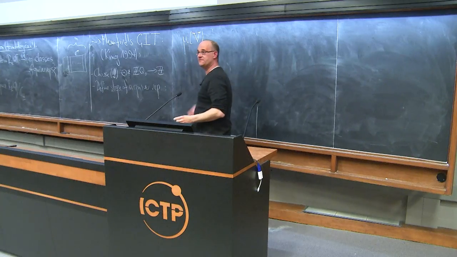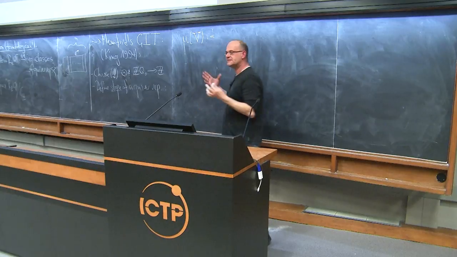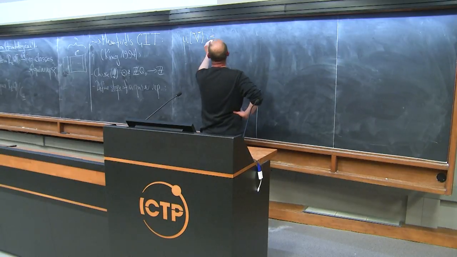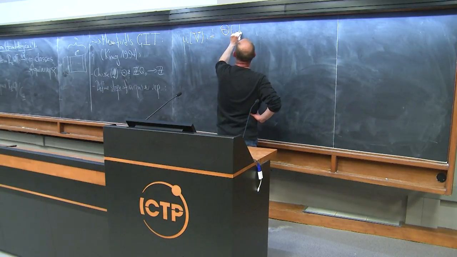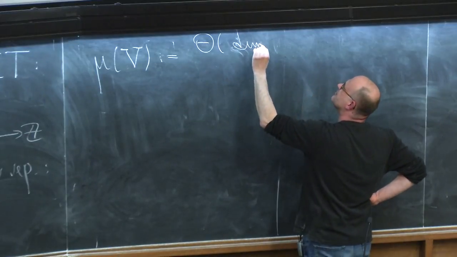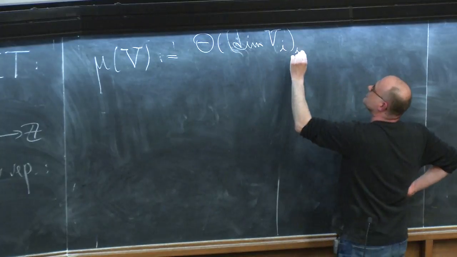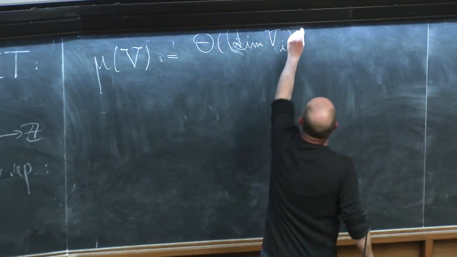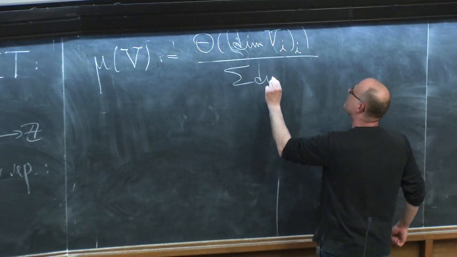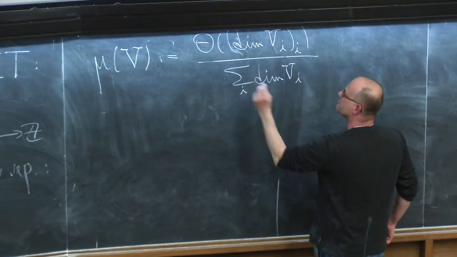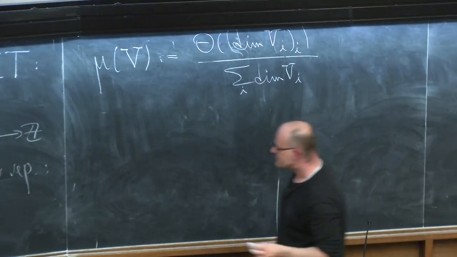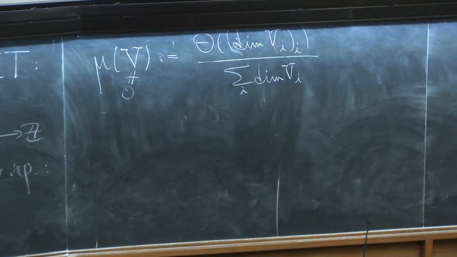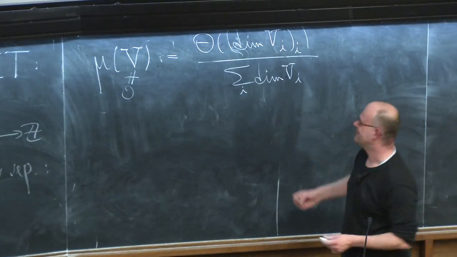So mu of a representation V is only defined in terms of the discrete data, only in terms of the dimensions of the vector spaces. Namely, you take theta applied to this tuple of dimensions of the vector spaces. So you put all the vector spaces which are involved into one vector and apply this linear form. And you divide by the total dimension, the total dimension being the sum of the dimensions of all the vector spaces which are involved. And this we should only do for a representation which is non-zero. So at least one vector space should be non-zero. Otherwise, we have a problem in defining this fraction.